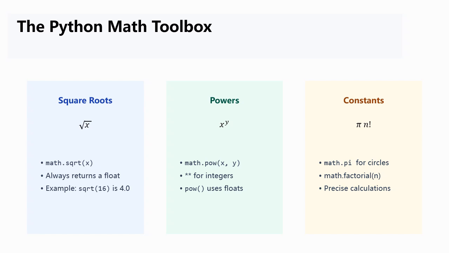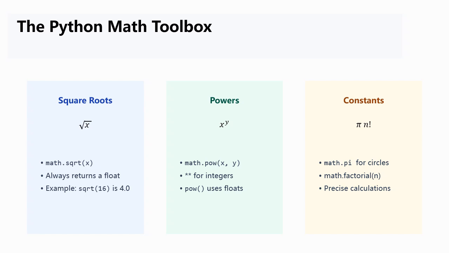Let's open up the math module. Think of this as adding a specialized drawer to our toolbox specifically for advanced calculations. Our first tool is for calculating square roots. While we could do this with basic math operators, using math.sqrt is much more readable. Keep in mind that this function always returns a float. So even if you find the square root of 16, Python will give you 4.0.